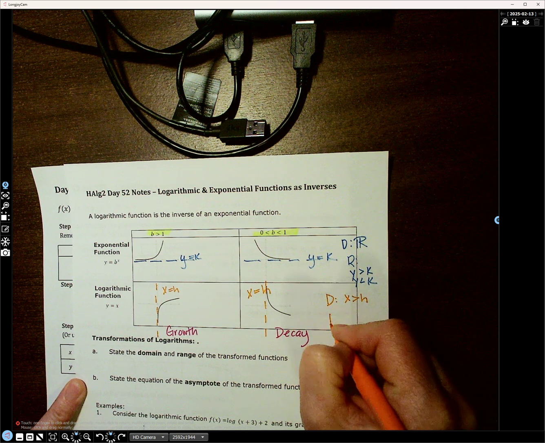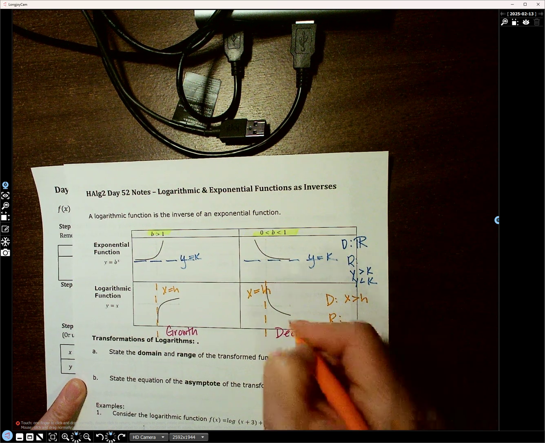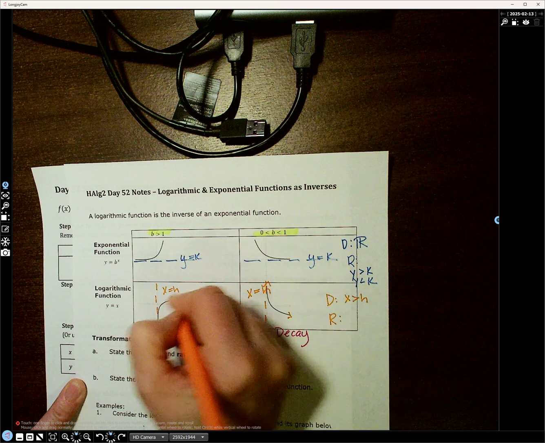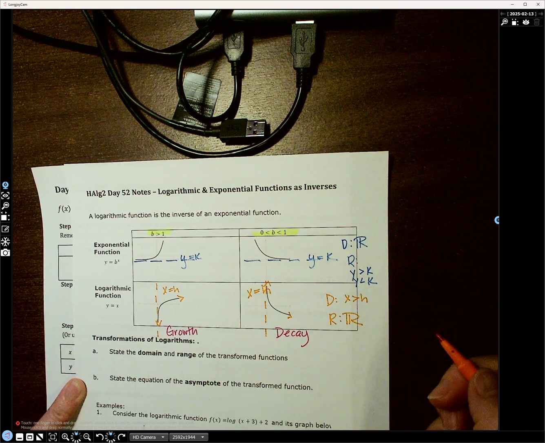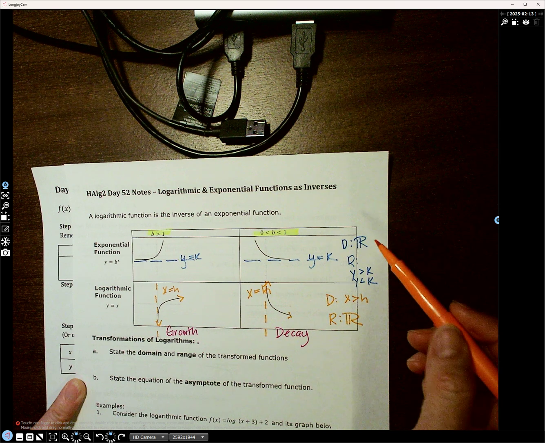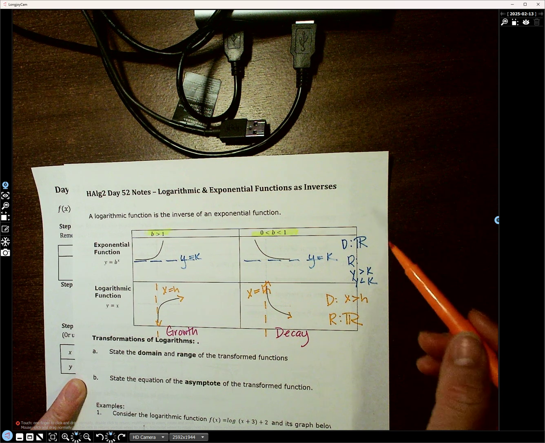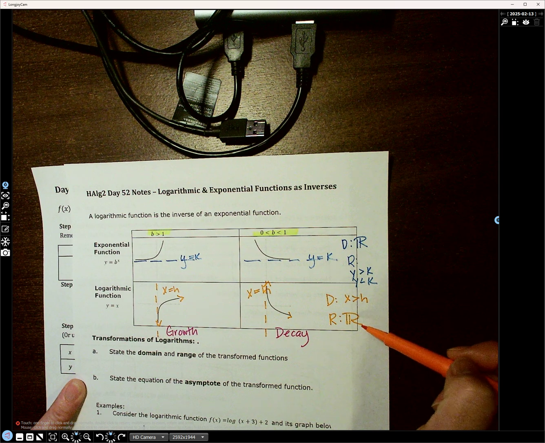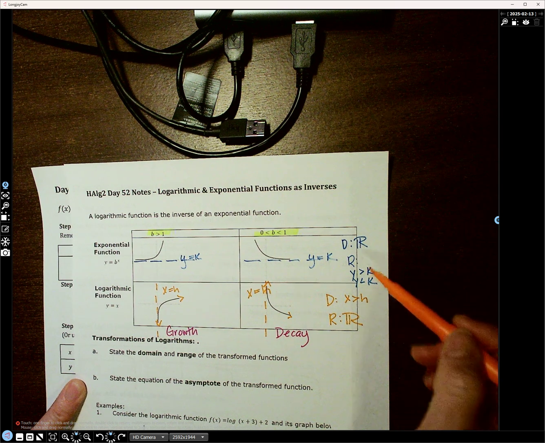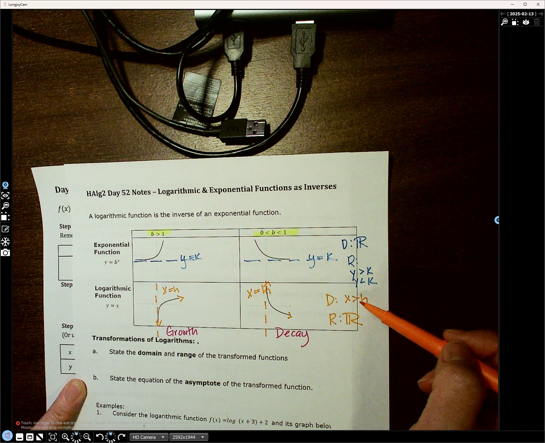Our range, though, if you think about the little arrows on here, our range is all real numbers. And this makes sense with the properties of inverses, right? The domain of the original becomes the range of the inverse. The range of the original becomes the domain of the inverse.